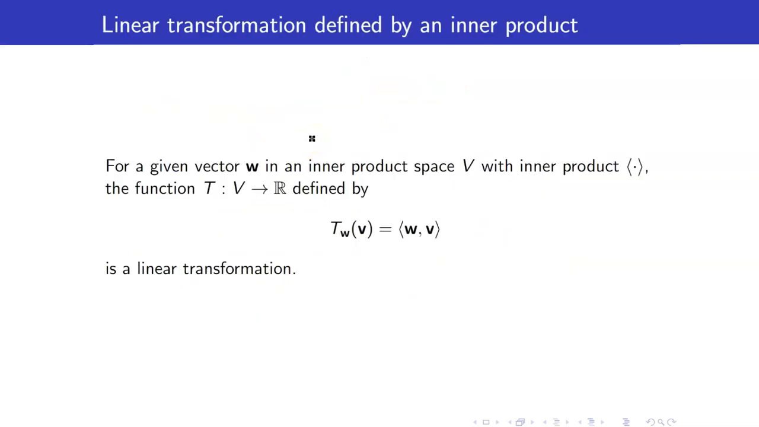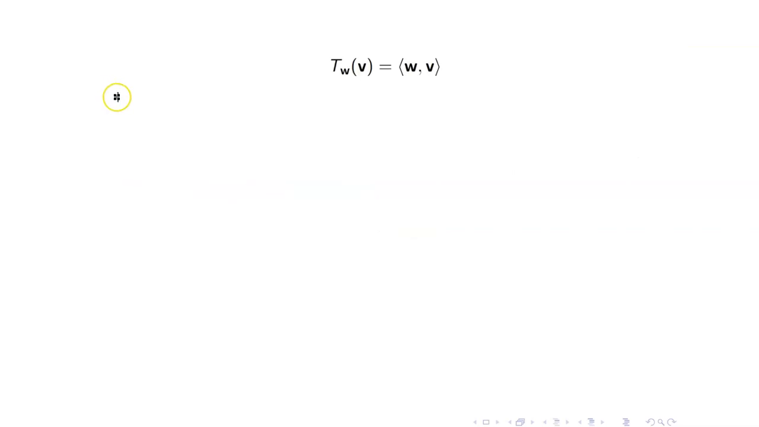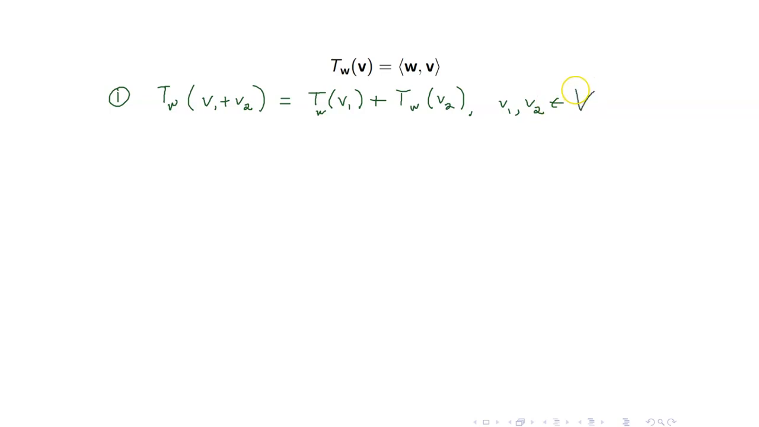Now, in general, if we fix a vector w in an inner product space V, we define this function from V to R as follows. We have a subscript w here to indicate that we are using the vector w. What this function does is that it maps a vector v in V to the inner product of that vector with our fixed vector w here. Let us verify our first property. We want to check that if I have two arbitrary elements in V, this is the same as this one. Here, V1 and V2 are arbitrary elements in V.